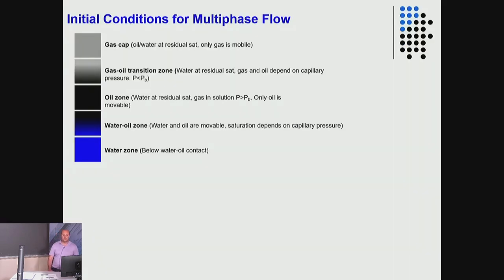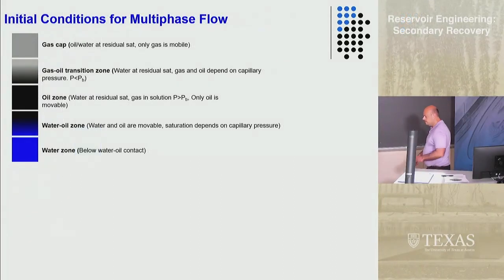So this is a little bit of review, but you can kind of think of the reservoir as being the picture on the left. So it's 1D. I mean, obviously you might have multiple dimensions, but think of it in 1D. Water is more dense than oil usually, which is more dense than gas. The water zone occurs below the water oil contact line. And below the water oil contact line, you're going to have 100% water. So that's the blue over there.